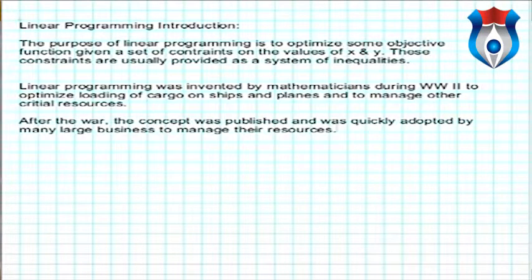Linear programming was invented during World War II by mathematicians to support the war effort, and they came up with methods to optimize the amount of cargo that they could load on ships and planes. This technique was kept secret during the war because we didn't want that to get to our enemies. After the war, it was published and has been adopted by many large corporations for managing their resources.